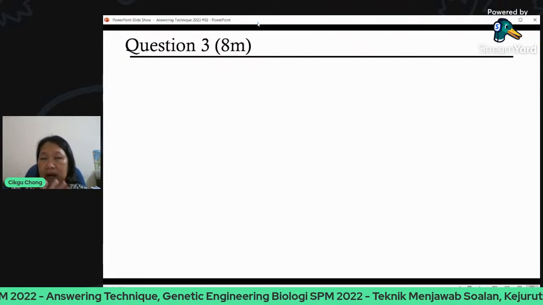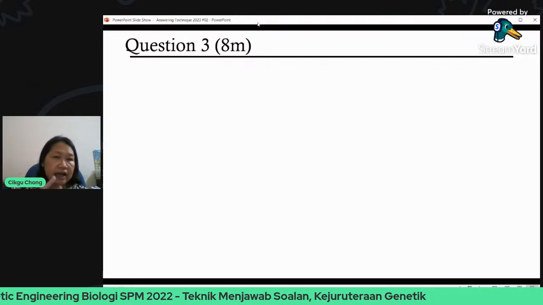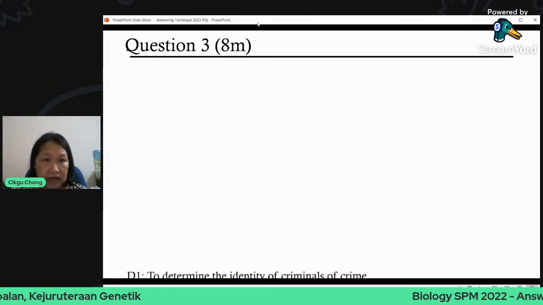So the marks are 8. Make sure you have at least about 2, 2, 2, and the other 2 marks can come from anywhere. As long as you have 2 marks each. Don't leave out any part.